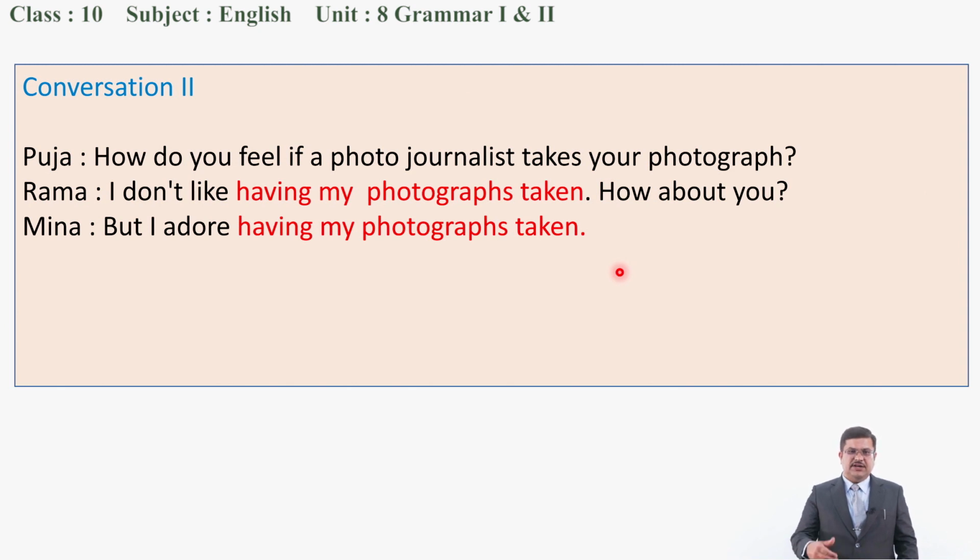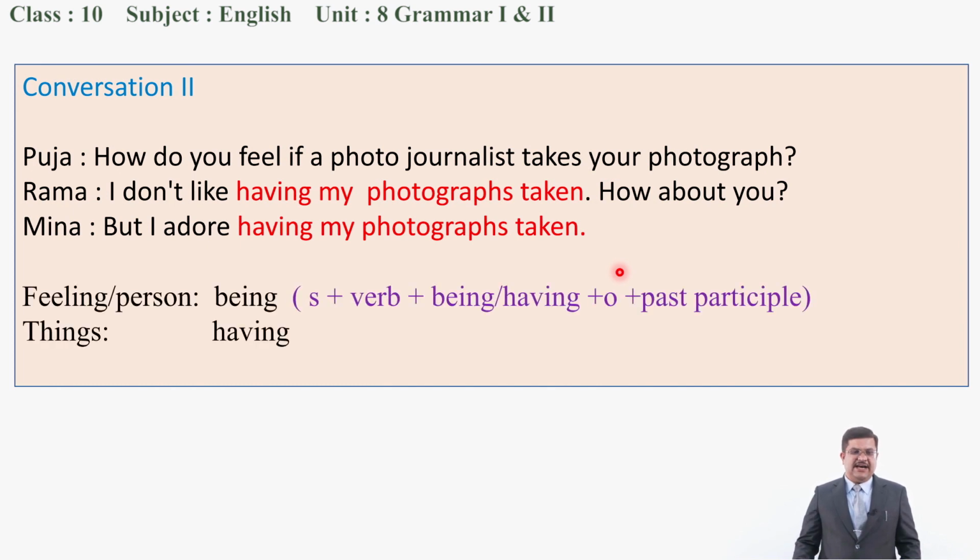Conversation 2 also, you can just read it out and then collect some ideas. Now, when there is feeling and person, being is used. When there are things, having is used. Subject with verb, with being or having, with object, with past participle. This is the structure of using being and having. I don't like having my photographs taken, but I adore having my photographs taken.